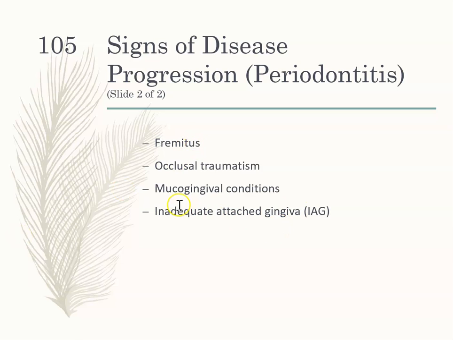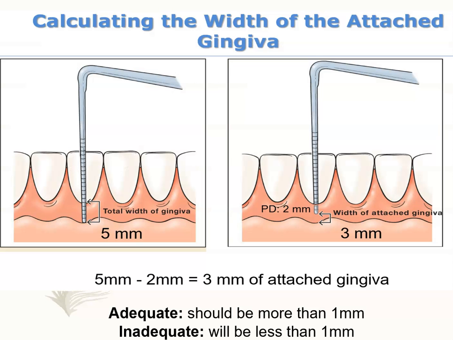So let's look at this section over here, inadequate attached gingiva. One of the things we do in the perio assessment is look at the width of attached gingiva. To do so, you take your probe and put it outside the gum, figure out where your alveolar mucosa is, and measure from the gingival margin to the very beginning of the alveolar mucosa. Let's say you got 5. Then you probe and you get 2. So you go 5 minus the probing depth, 2, and you get 3. So 3 millimeters of attached gingiva.